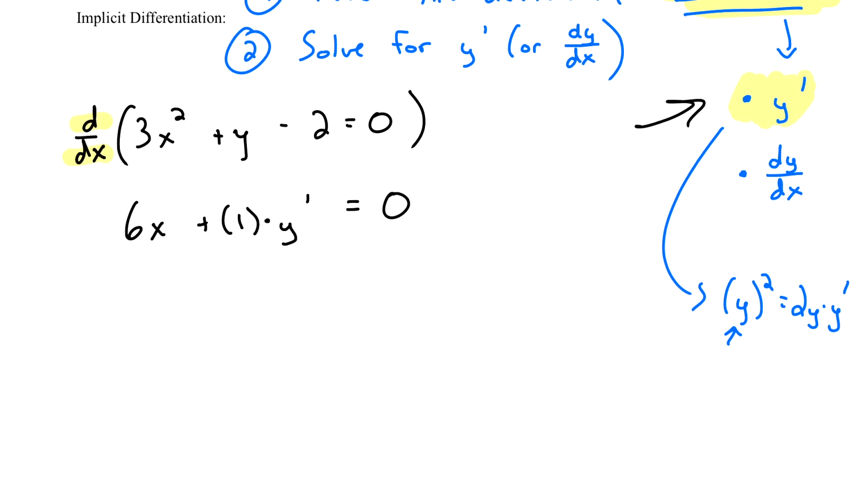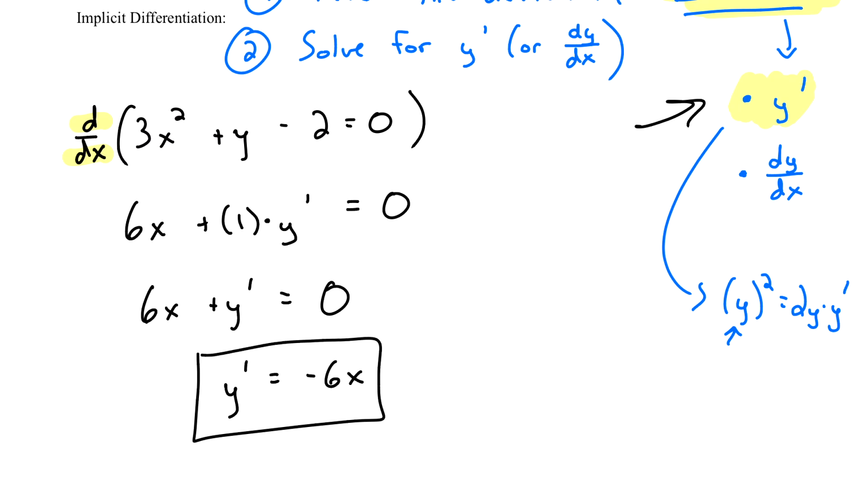But at this point, we've got 6x plus y prime is equal to 0. Here, if we wanted to jump to our step 2, we've got our derivative, so we just solve for y prime. In this case, we would just subtract 6x from both sides. So y prime is equal to negative 6x, and there is my derivative.